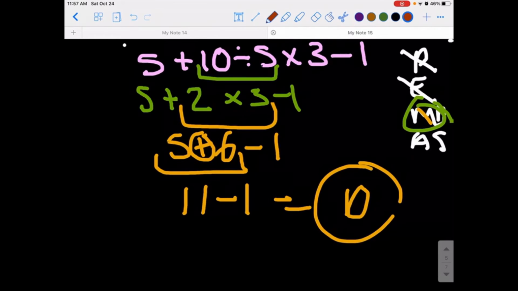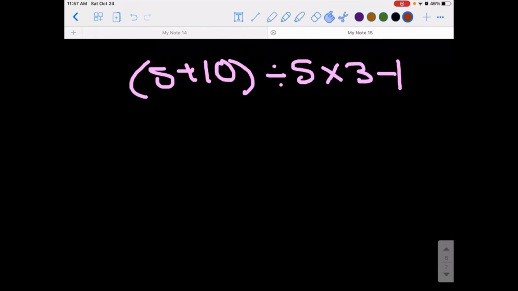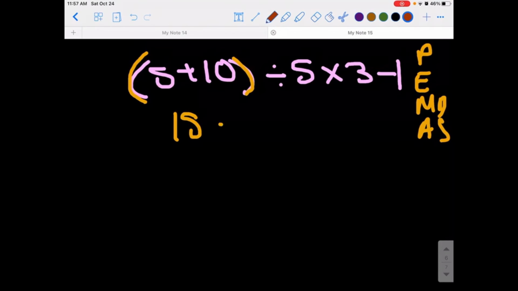Now let's see. How about you make a prediction? What do you think? Will our answer be the same even though we have parentheses? Let's see. So pause this video and solve this problem. I'm assuming you've already done this problem, so let's go over it. Remember, no matter what type of problem it is, you have to write PEMDAS. Are there parentheses this time? Yes. So this is 15. Let's write everything down.